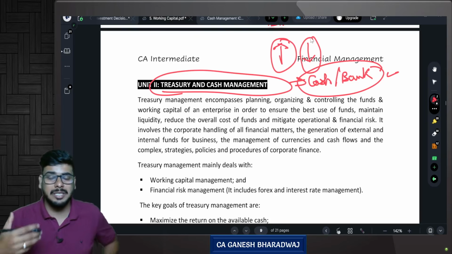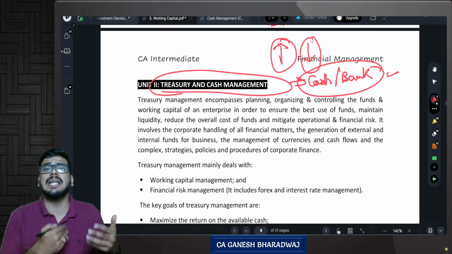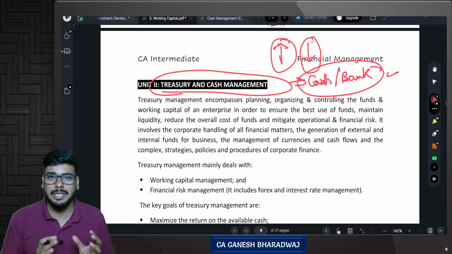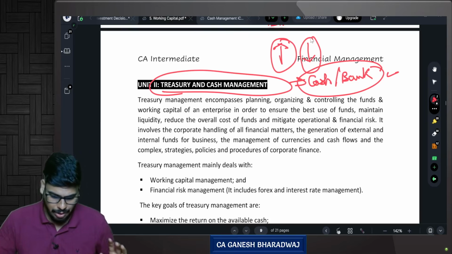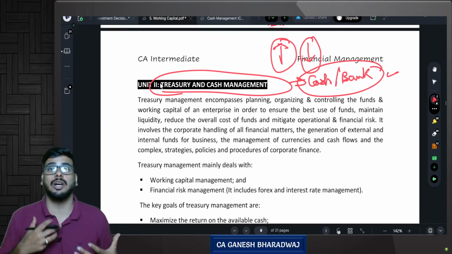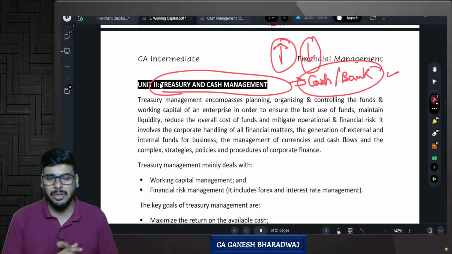Whenever you have to make some payment, you need to make it, else it affects your reputation, it affects your business. So you should have adequate and sufficient cash balances. Are you clear with this? So now how will I control this? How will I maintain a control over this?